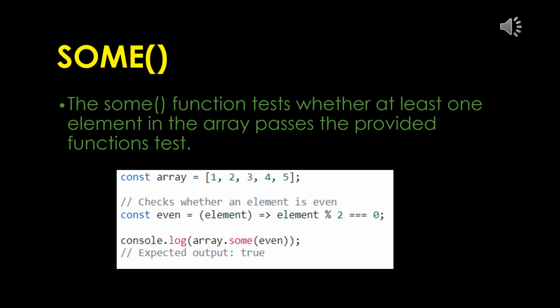Some function tests whether at least one element in the array passes the provided test. So the array has the values 1, 2, 3, 4, 5, and we are going to check for even numbers. We are passing an element with an arrow function. Where the element modulus 2 is equal to 0, all the even elements will be filtered and given in the even array. So if we check array.some with even, yes, it will give true as the output because these elements are present in the array. This is used to test importantly.